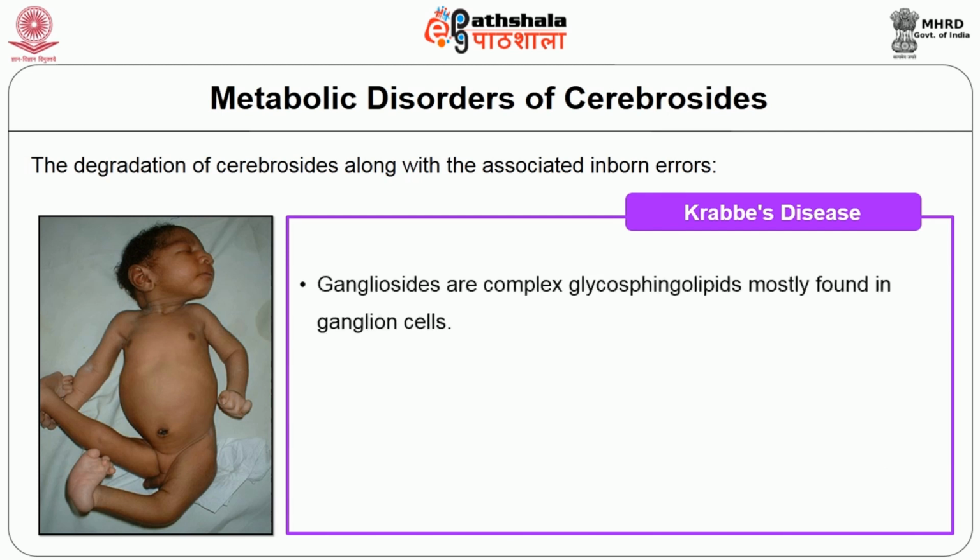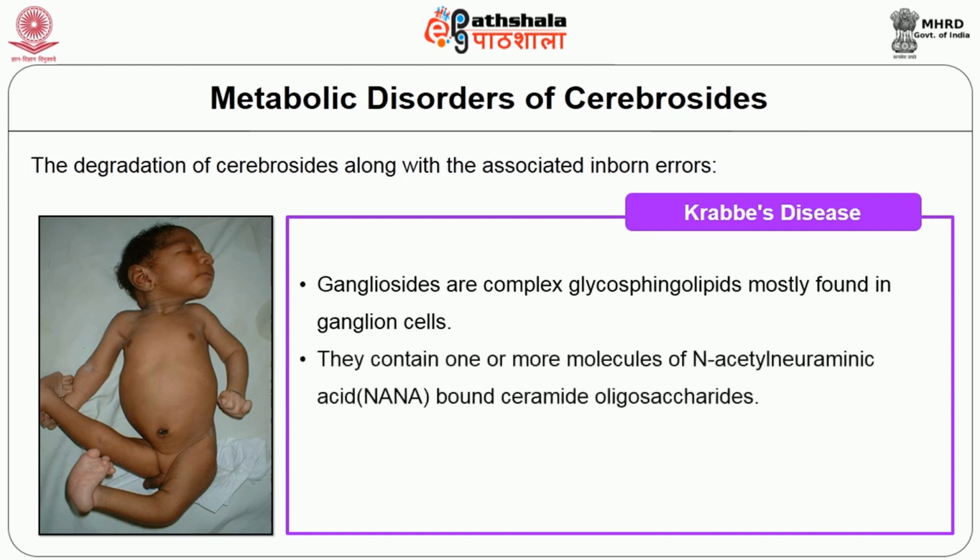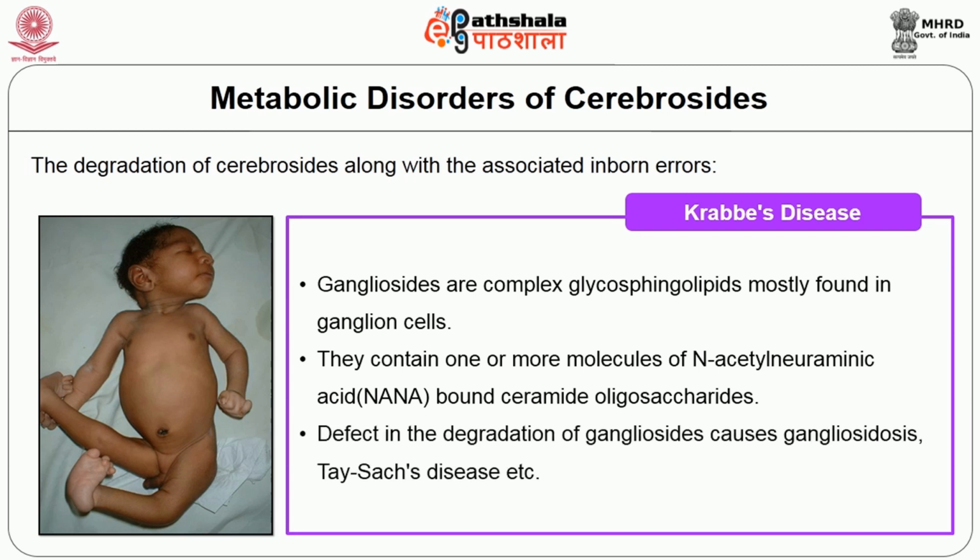Gangliosides are complex glycosphingolipids mostly found in ganglion cells. They contain one or more molecules of N-acetylneuraminic acid, called NANA, bound to ceramide oligosaccharides. Defects in the degradation of gangliosides cause gangliosidosis, such as Tay-Sachs disease.